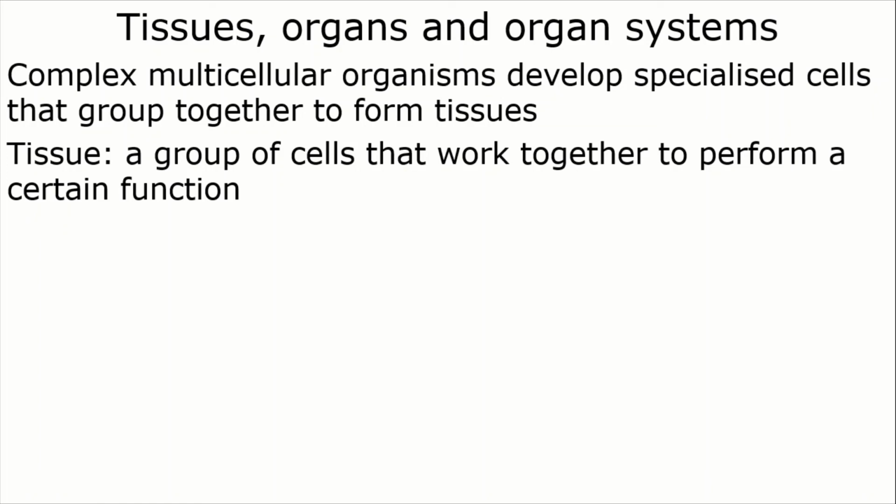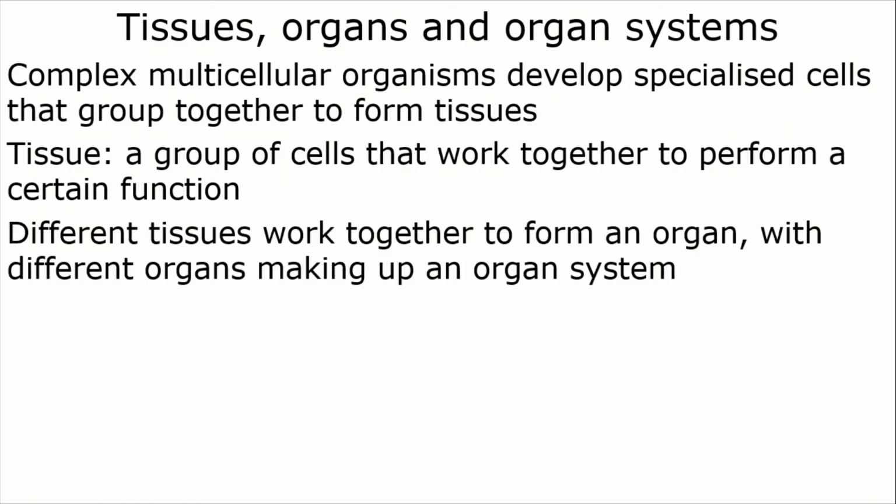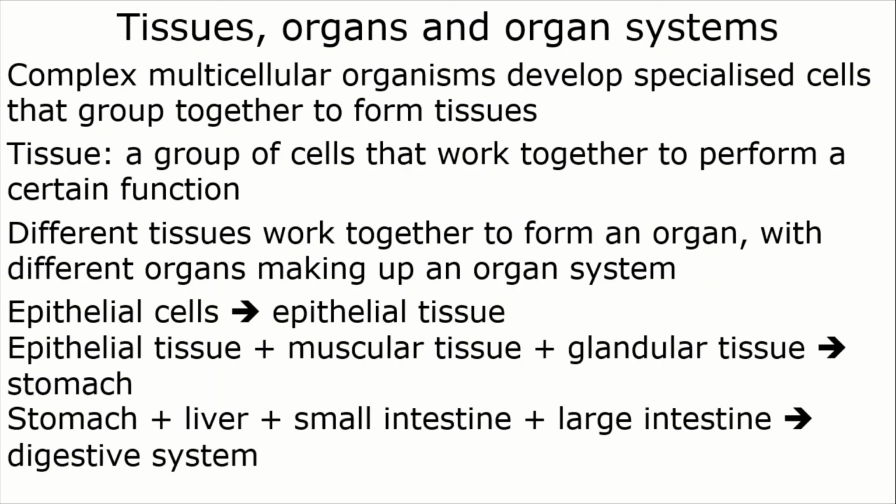In the case of the skin, it is there to protect you from infection, and it's there as almost a barrier against water. Different tissues will work together to form an organ, and different organs will make up an organ system. In the example I've given down here, various different epithelial cells will make epithelial tissue. Epithelial tissue combined with muscular and glandular tissue will form the stomach. And then the stomach with the liver, the small intestine and the large intestine will form the digestive system.